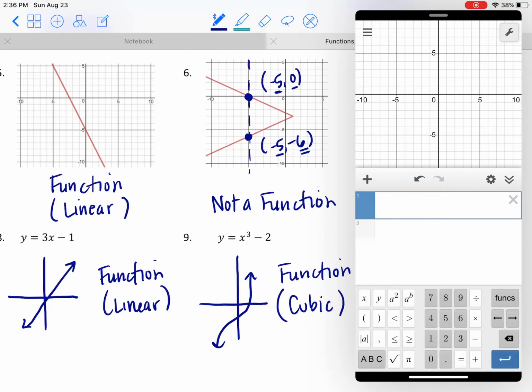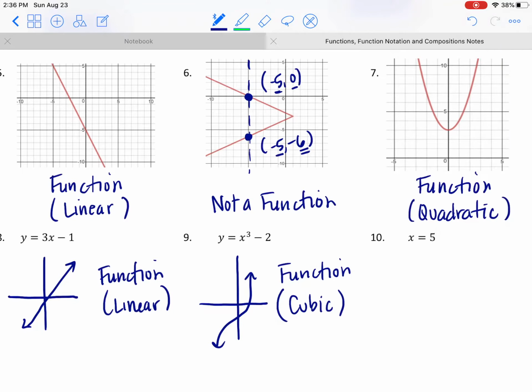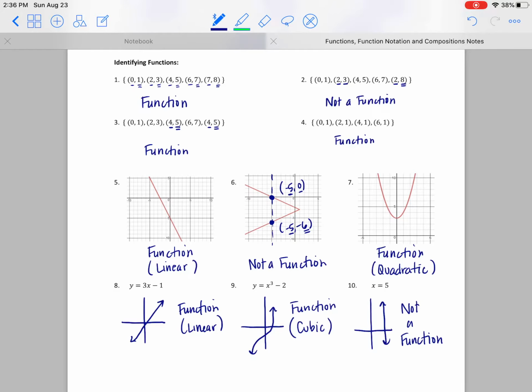Okay, how about this last one here? x equals 5. x equals 5 is a vertical line, and if I put a vertical line right on top of that vertical line, it's going to cross at every single point. That would be like one person having an infinite number of birthdays, which we know is not going to be possible. So this is a failure of the vertical line test, so this is not a function. Okay, so hopefully that's a concept you've seen before. And again, the goal here is just to kind of review and dust off the cobwebs.